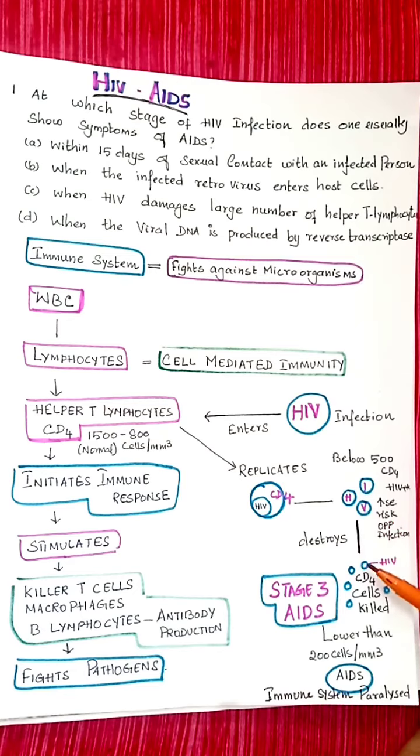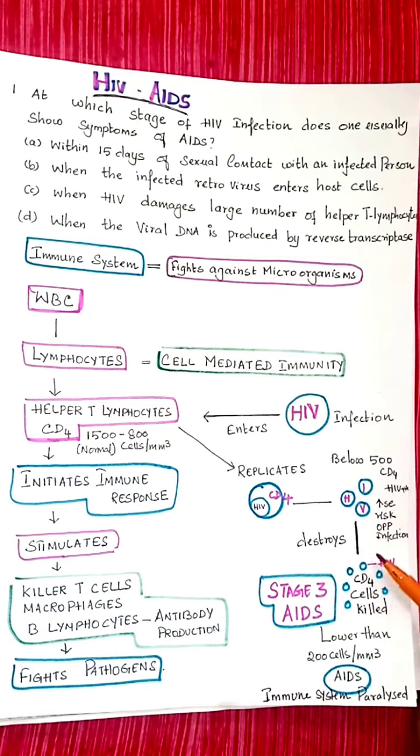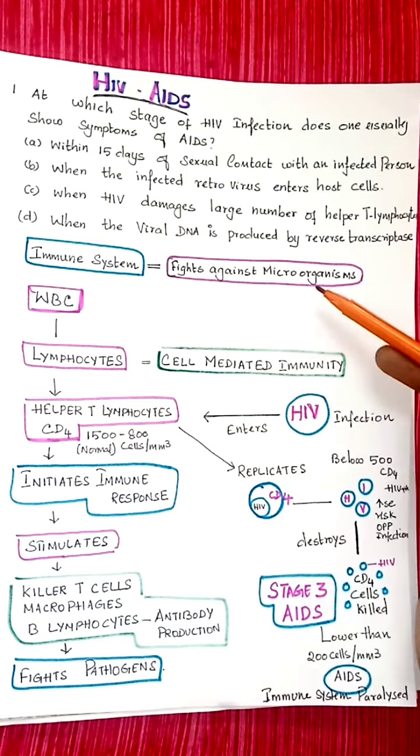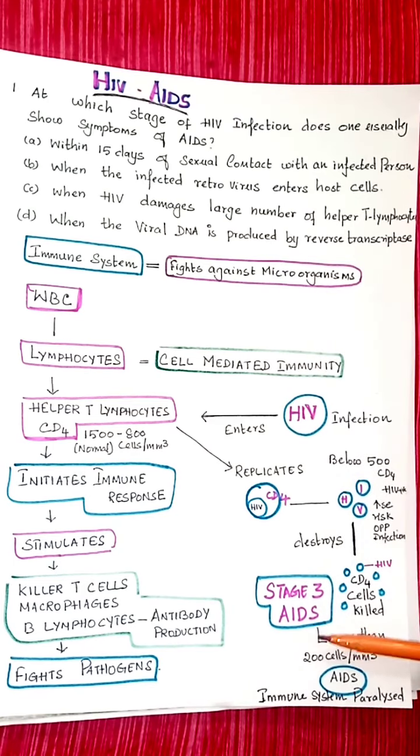This process continues, that is, the HIV, the virus will start multiplying inside the normal CD4 cells. Once the multiplication is over, the viruses are released out and the CD4 cells will get killed. So next the point comes when it reaches below 200 cells per cubic millimeter. This is the stage when the immune system gets totally paralyzed. That is, now the person cannot fight against any pathogen which enters the body and they will start showing the signs and symptoms of AIDS. This is the stage 3 of AIDS.